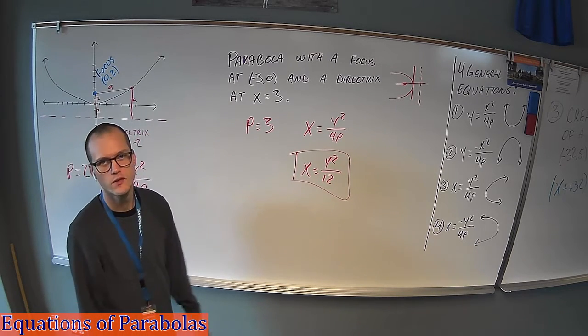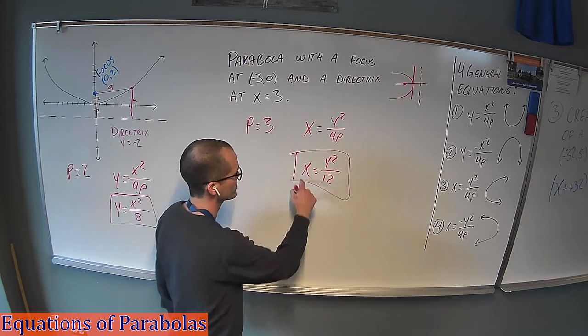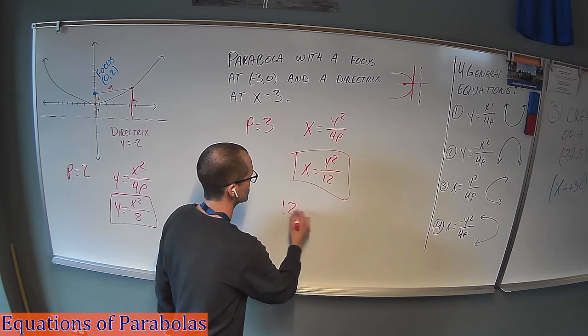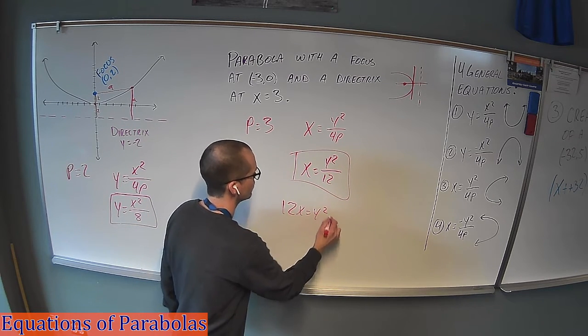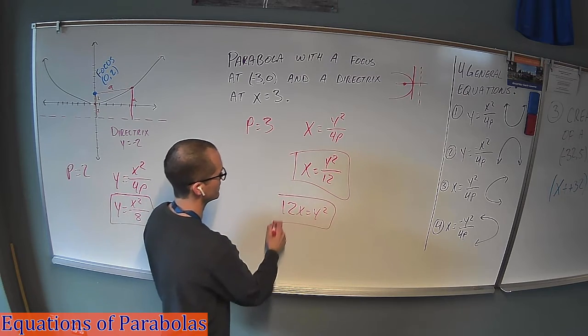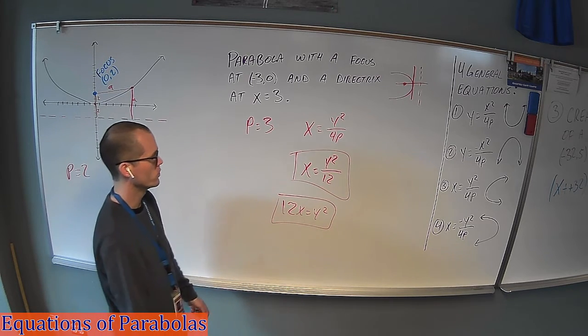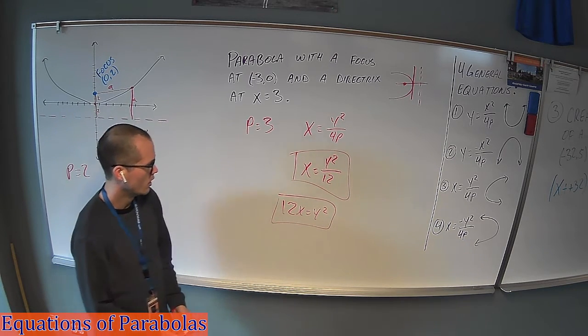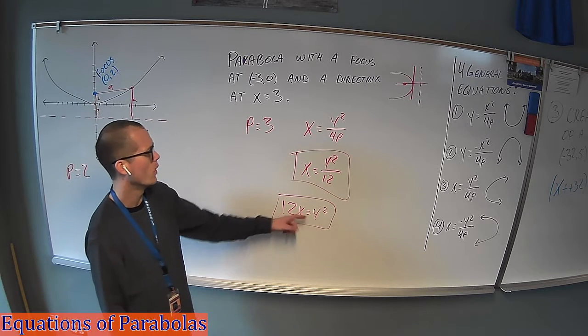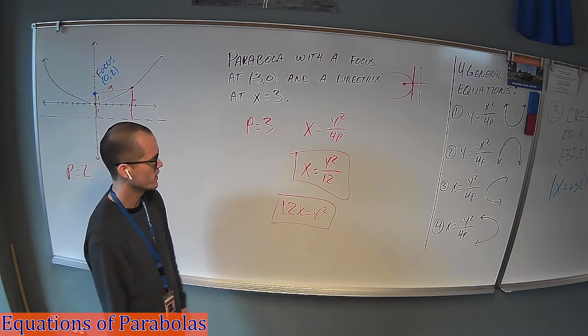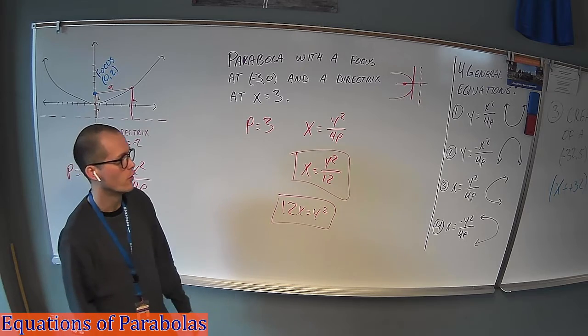Some folks like to solve these things for y. You're welcome to. If you multiply both sides by 12, we get 12x equals y squared. It's pretty common to leave it here, or maybe y squared equals 12x. They both work. It wouldn't be super common to see y equals the square root of 12x. That'd be annoying. It'd be true, but it'd be annoying.